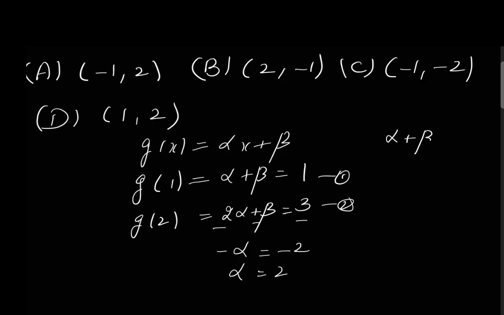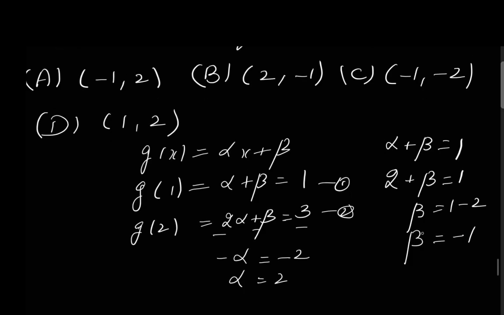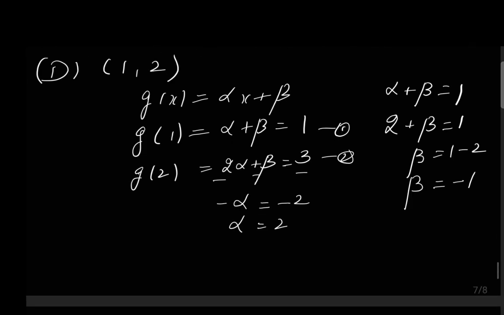Substitute alpha in the first equation, alpha plus beta equal to 1. Substitute alpha as 2, 2 plus beta equal to 1. Beta equal to 1 minus 2, beta equal to minus 1. So alpha is 2 and beta is minus 1. This is our option B.